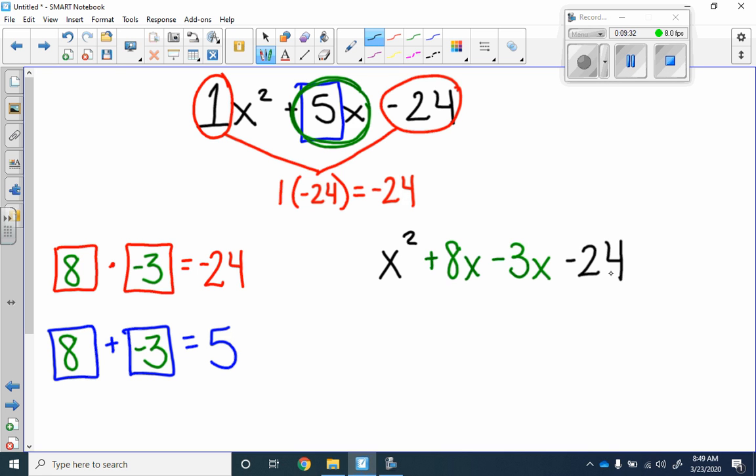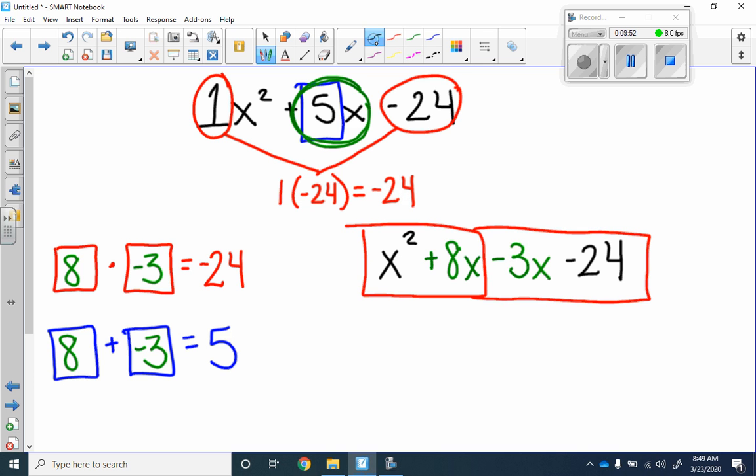minus 24. So now what I'm doing here is I'm just rewriting that 5x, and I can't just choose any values that are going to add up to be 5x. It does need to be 2 numbers that are also going to multiply together to be negative 24. Now what's nice about this is now I have the 4 terms that we can group.